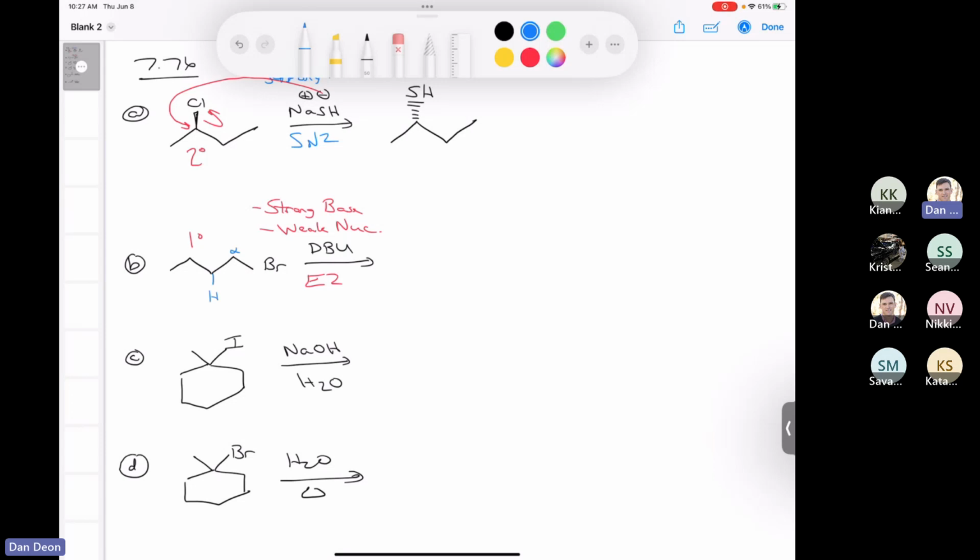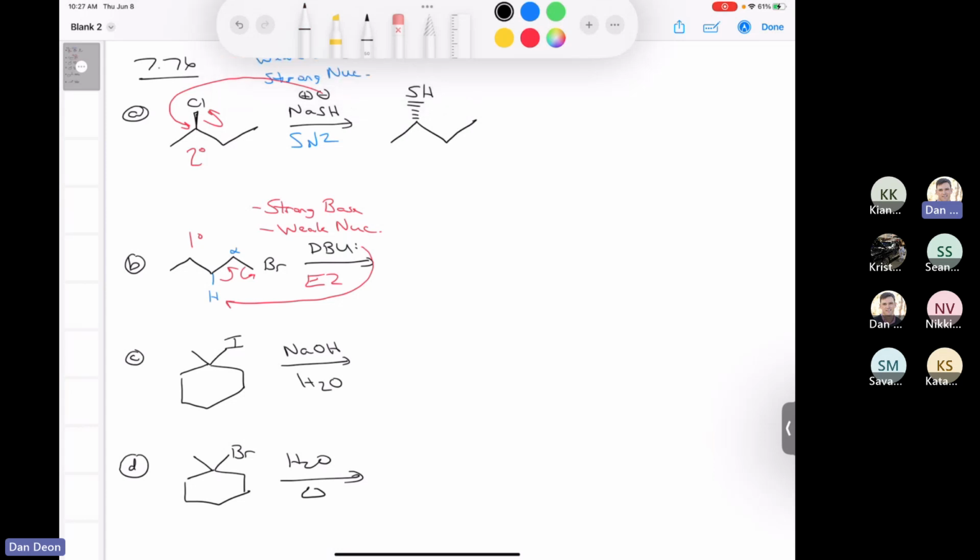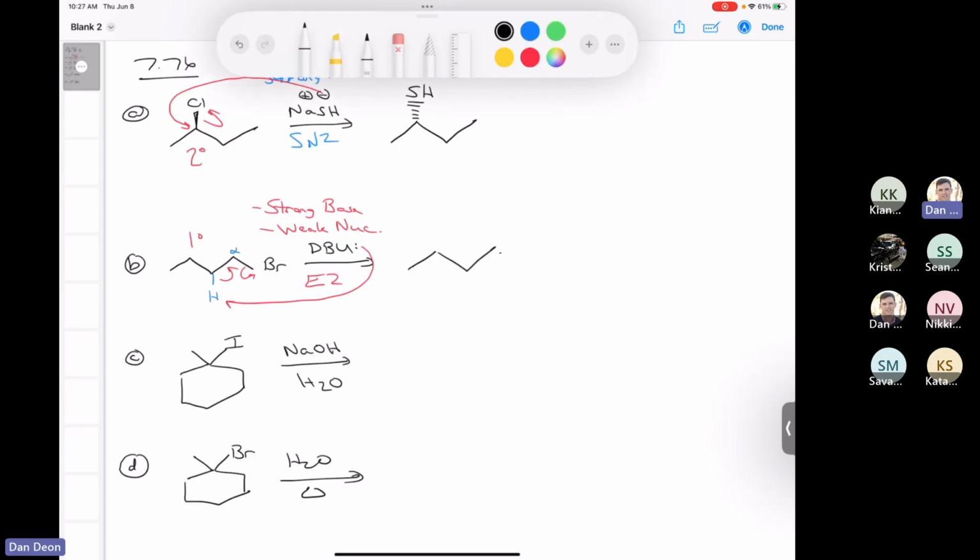And so the DBU, I'll just put a lone pair of electrons on the DBU, and we'll go over the structure of DBU next class. It's just going to remove the proton, make a double bond, and we lose the bromine as a bromide. And so the only thing we get is 1-butene in this case.